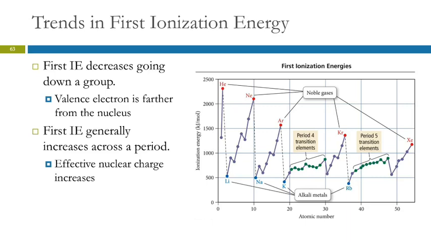First ionization energy decreases as we go down a group. So if we look at the noble gases here, helium is at the top, xenon is at the bottom of the column. Helium has a higher ionization energy, xenon has a lower ionization energy. It's easier to remove an electron from xenon.